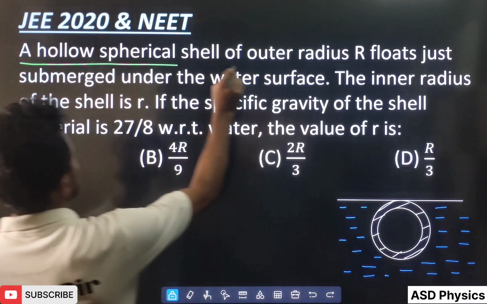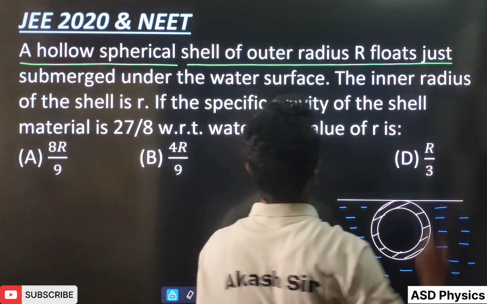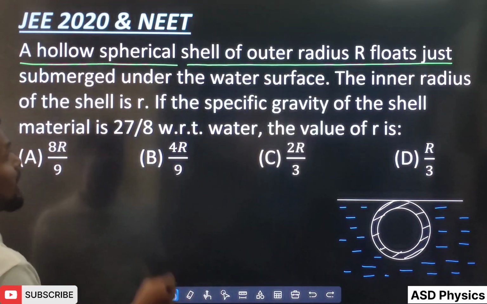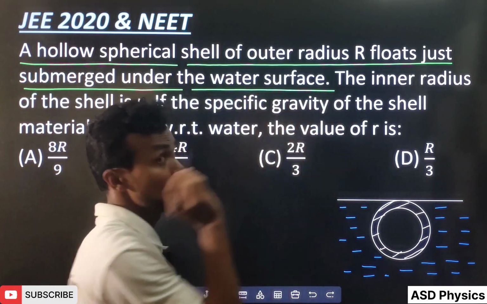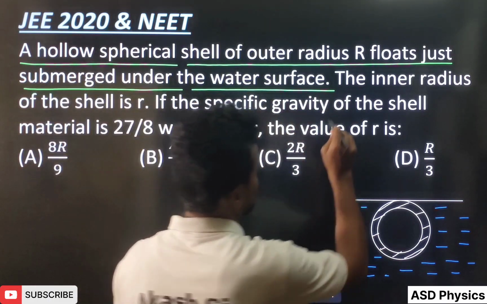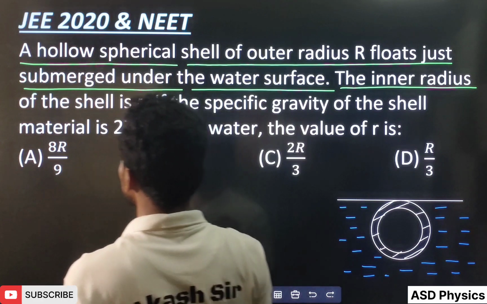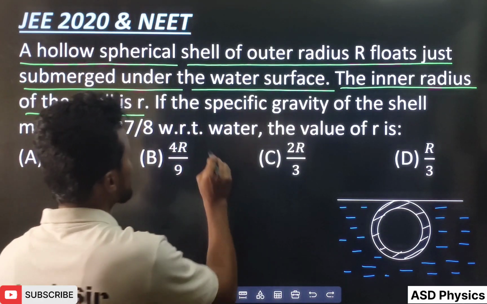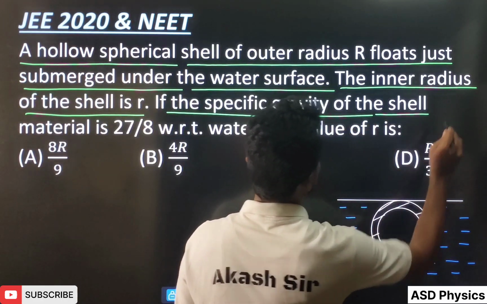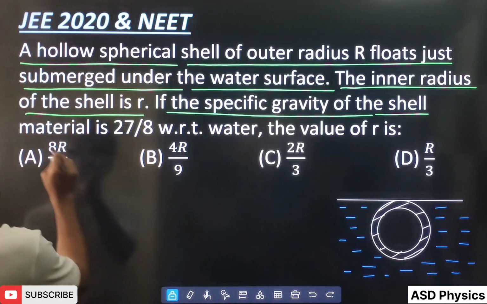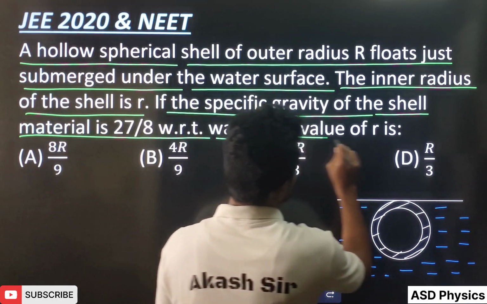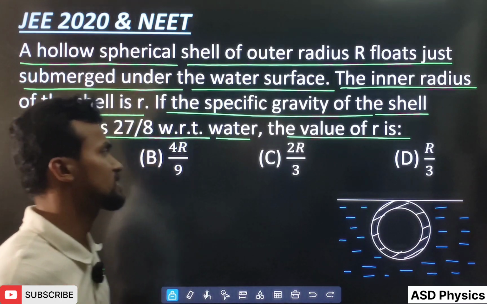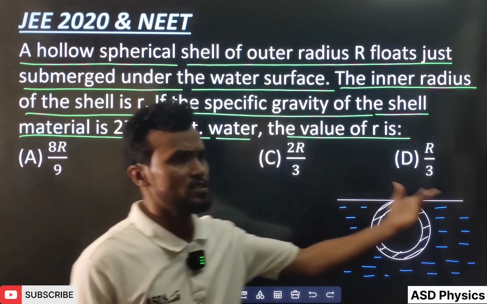The question is: a hollow spherical shell of outer radius capital R floats just submerged under the water surface. Water, keyword water surface. The inner radius of the shell is small r. If the specific gravity of the shell material is 27 by 8 with respect to water, the value of small r is how much? And here these options are there.